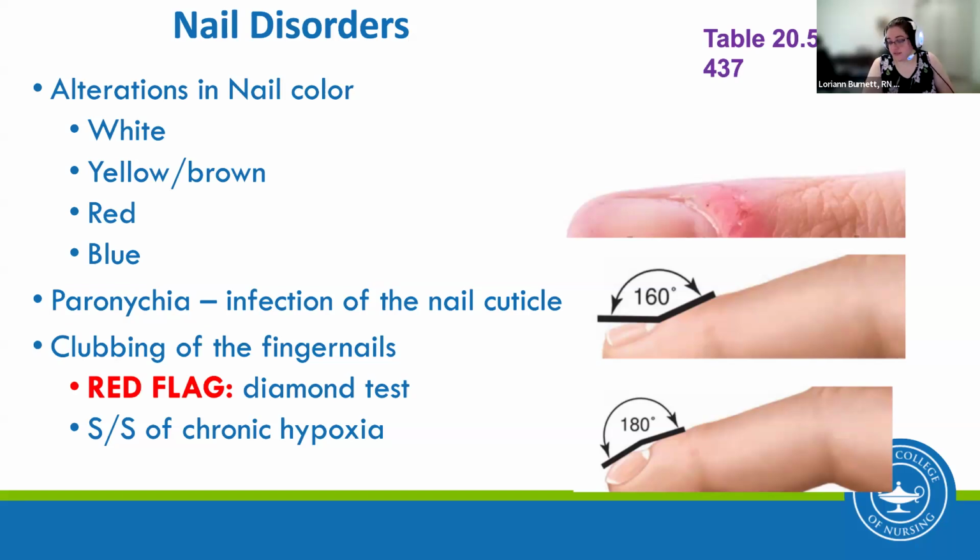Most of y'all have been nurses for a hot minute, so usually we can just go in the patient's room, look at it, and be like, you got club. Again, that's just a sign of chronic hypoxia. Most of the nail symptoms or nail disorders we're going to talk about are a symptom of another disease or disorder. So it tells us what's going on.